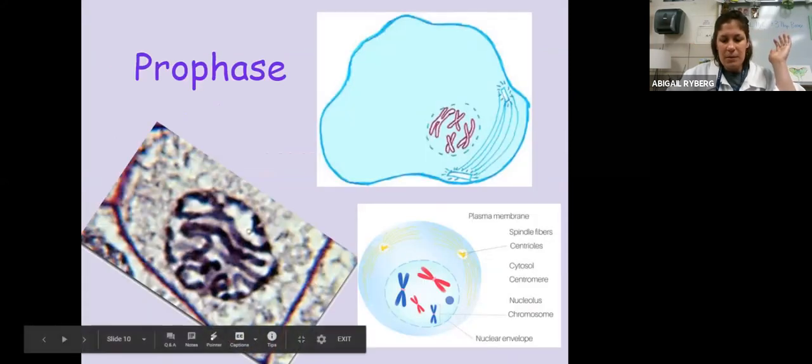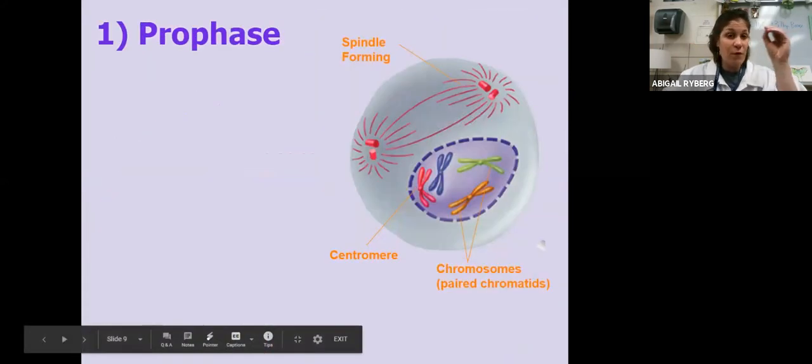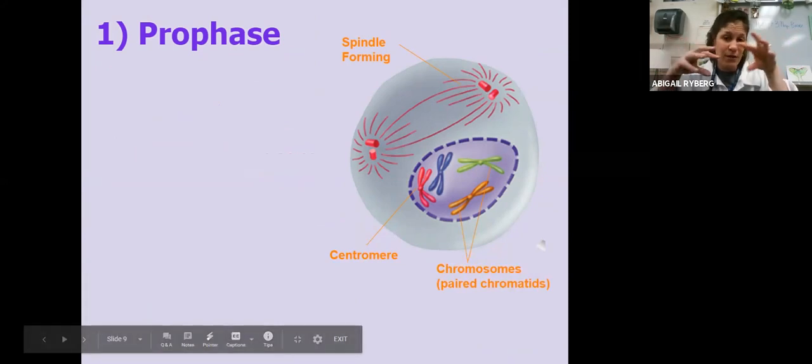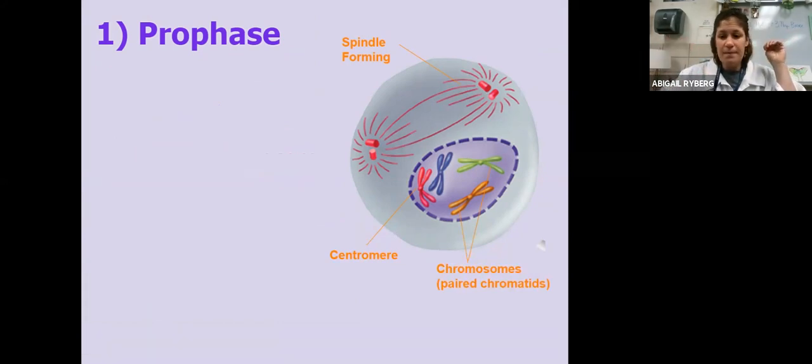So again, in prophase, the beginning of mitosis, the centrioles are moving to opposite ends. The centrioles are beginning to form spindle fibers. The nuclear envelope is beginning to dissolve. And the chromatin is condensing into organized chromosomes.